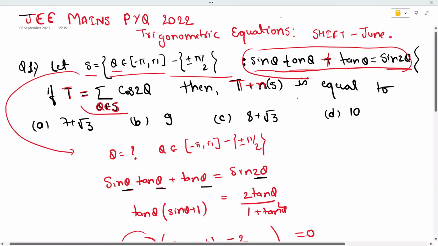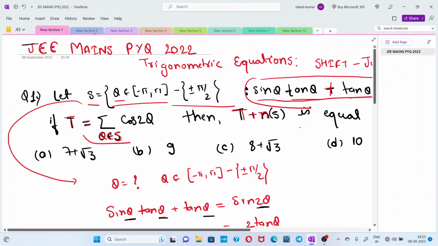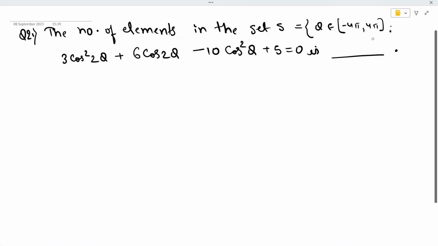Now let's move to the next question. Look, the next question is also quite important. Let's solve. The number of elements in the set: this is also asking about the number of theta between minus 4 pi to 4 pi which satisfy this equation.